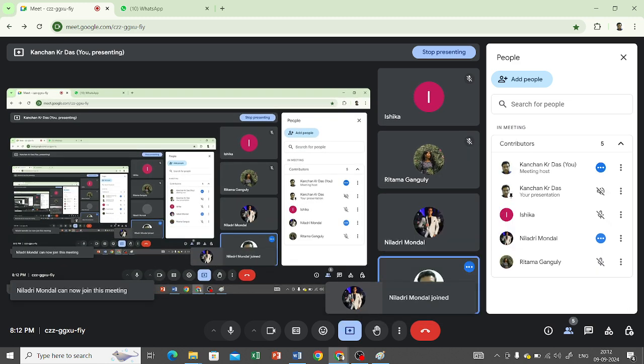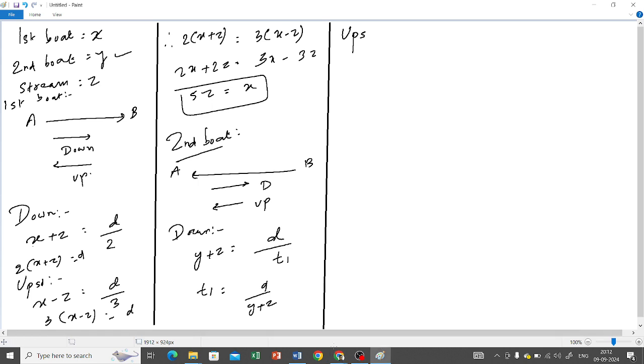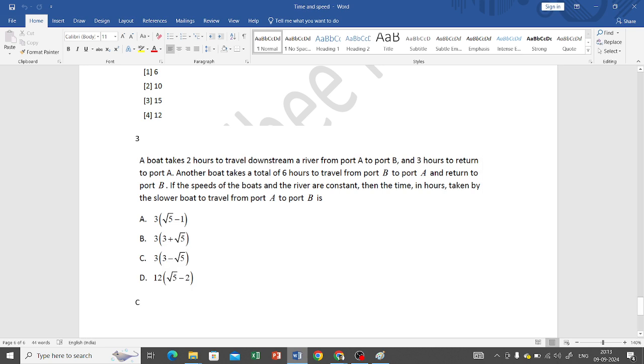Hello, sir. Hello Niladri. Hi, sir. Good evening, sir. Yes, good evening. So I'm doing this last song which I sent last day for trying. This is 2023 CAT. So I'm briefing this from the beginning once again.